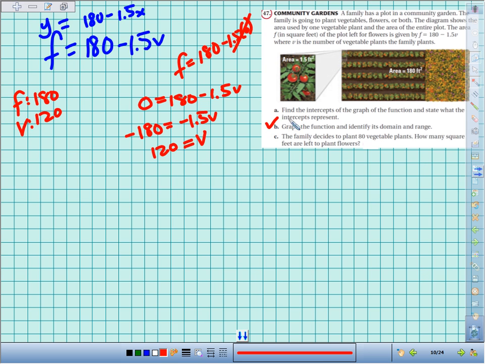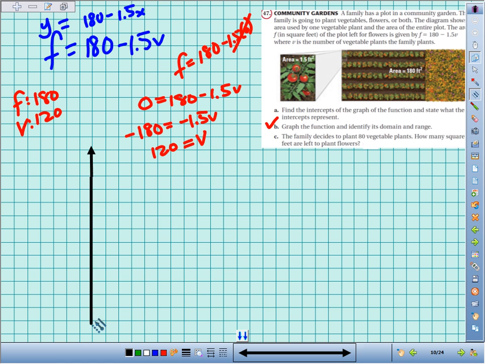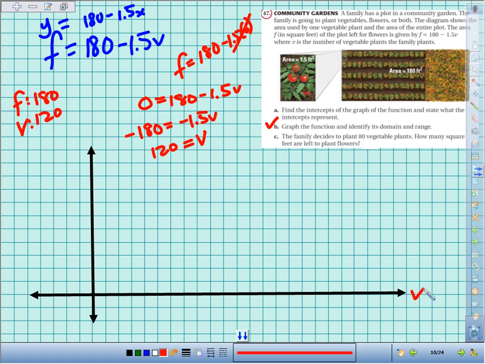Part B asks us to graph the function, identify the domain and range. Well, since we have the intercepts, graphing this is going to be relatively easy. I'll focus on the first quadrant since we can only have positive values. Instead of the x-axis, we're going to call that our V-axis. Instead of the y-axis, I'll think of that as my F-axis. So I've got flowers and vegetables. Okay, my F-intercept is 180. I obviously can't go by ones. I think I'll go by, maybe I can squeeze 20. There's 20, 40, 60, 80, 100, 120, 140, 160, 180.